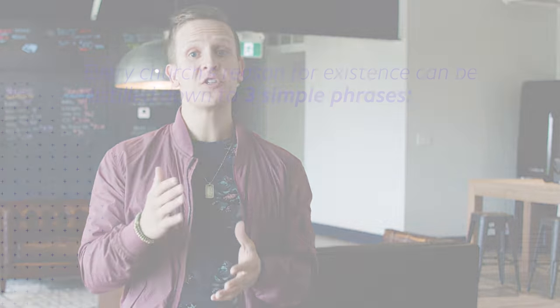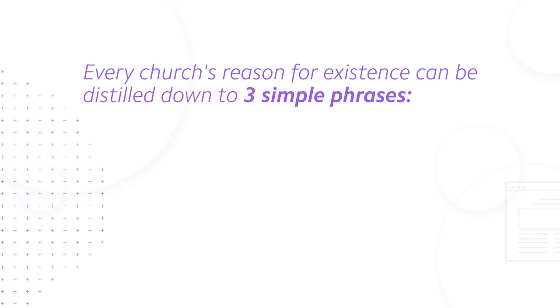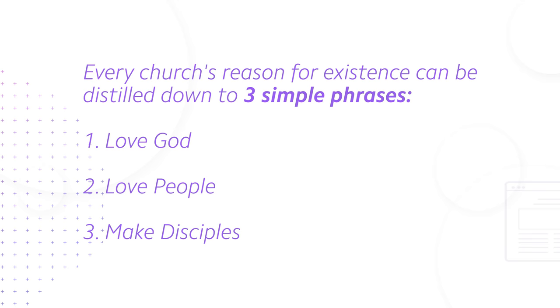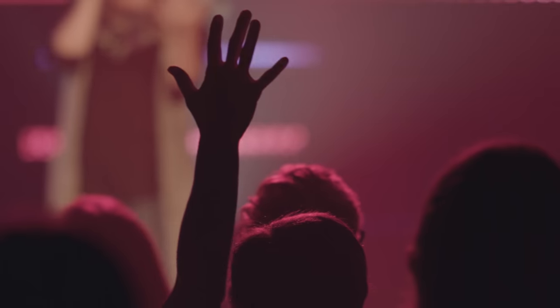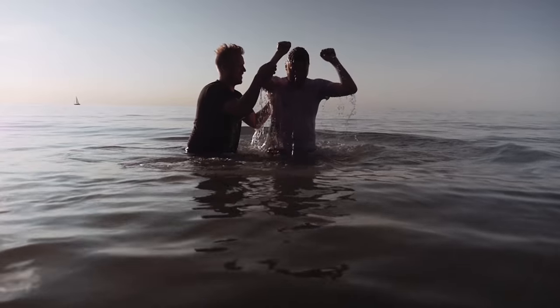Here's the bottom line. Every church's reason for existence can be distilled down to three simple phrases. Love God, love people, make disciples. Where does this come from? Well, directly from Jesus, because it's from the Great Commission, along with the greatest commandments, that our churches find their purpose. And sure, you and I may phrase it differently at our churches and ministries, but at its core, every Christ-following church exists to help people love God, love others, and make disciples.